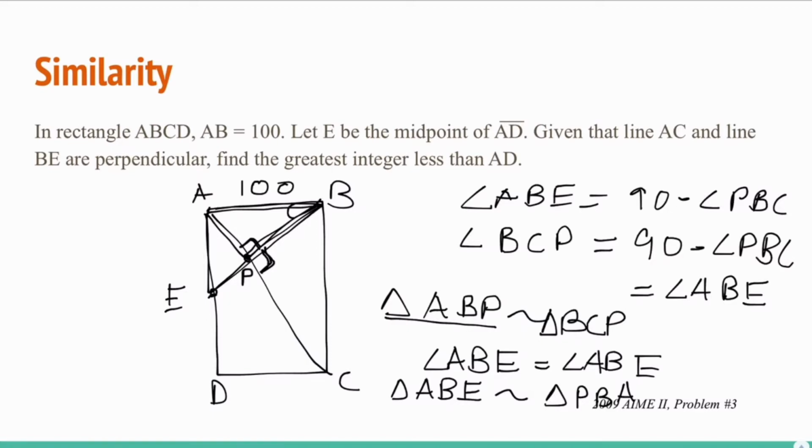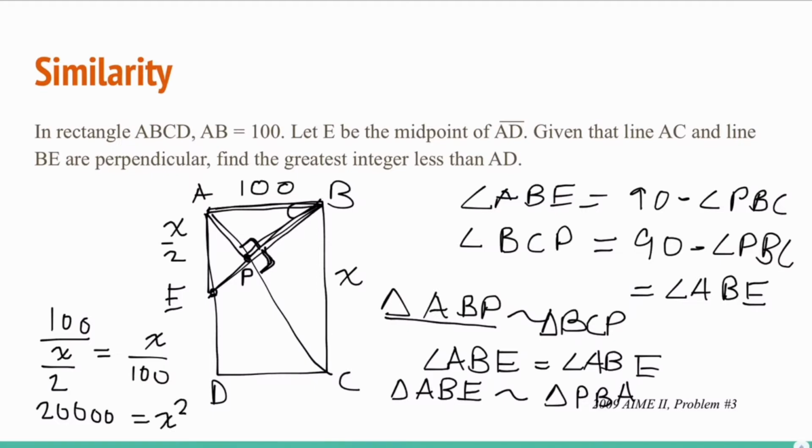Thus, we have by ratios, and let's call BC x, and so AE is equal to x by 2. We have that 100 by x by 2 is equal to x by 100. This gives that 20,000 is equal to x squared, or x is equal to 100 root 2. And the greatest integer less than 100 root 2 is 141, which is our answer.